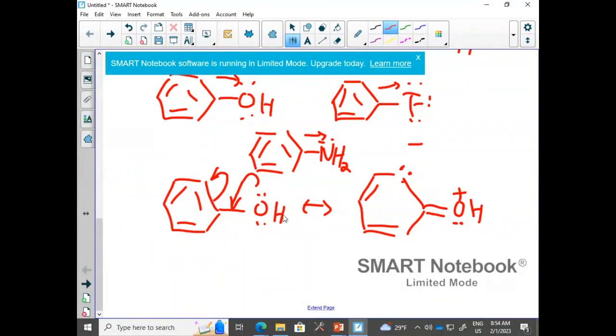For oxygen and nitrogen, the lone pair effect always overrides the inductive effect. So if you have oxygen or nitrogen with a lone pair bound to a ring, they're always very strongly activated, because the lone pair effect far outweighs the inductive effect. For fluorine, these two effects are pretty much the same.